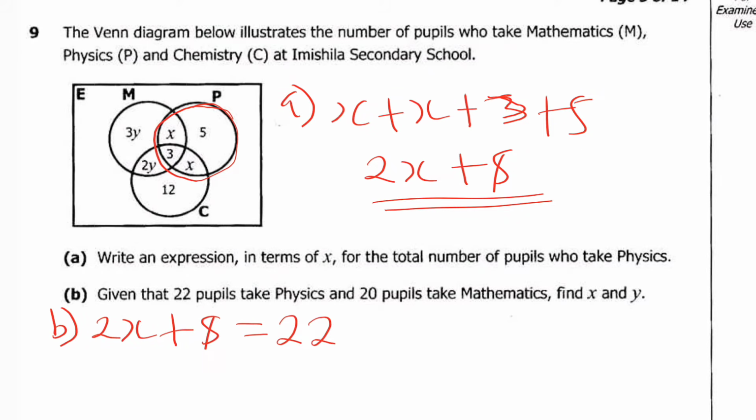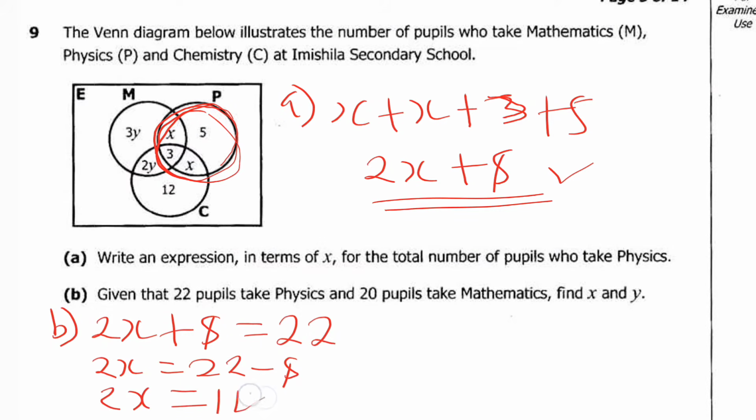Why have I gotten this one? It's because you need to add all the members in what? Set P here for physics and equate to 22. All right. So this is going to give us 2x is equal to, you subtract 8 from both sides. This is positive, or in other words, the 8 crosses the sign and becomes negative. Then we have 2x is equal to 22 minus 8.